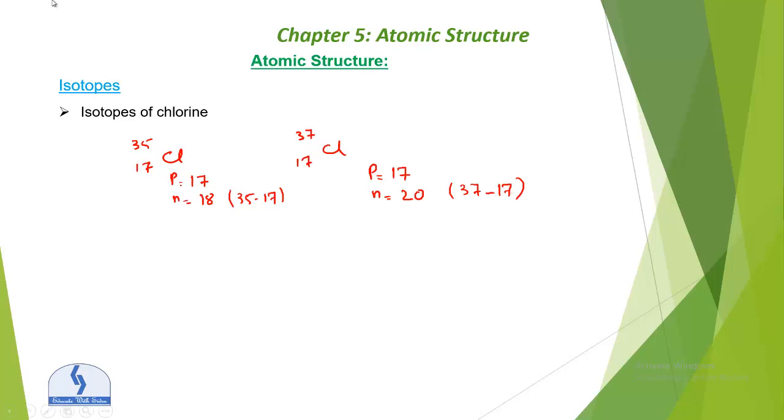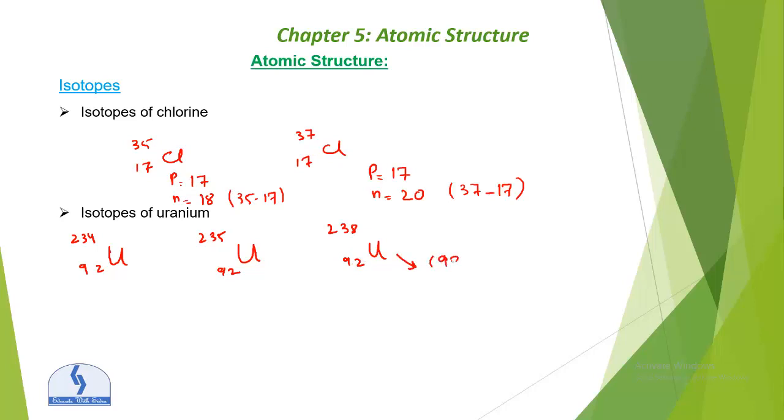Okay. Now the isotopes of uranium. There are three isotopes of uranium. Uranium 234, with proton number 92. Uranium 235, having the proton number again 92, and uranium 238. This uranium 238 is found in nature as 99%.